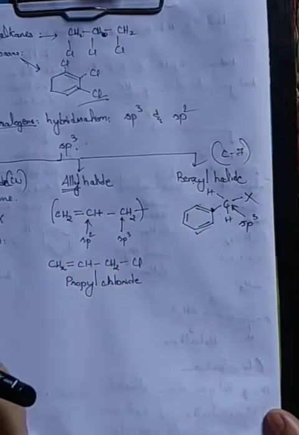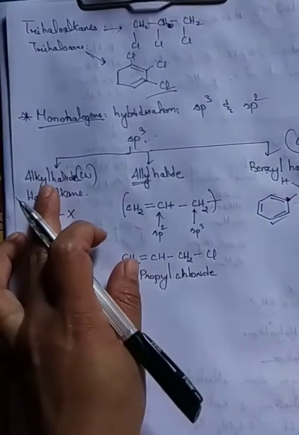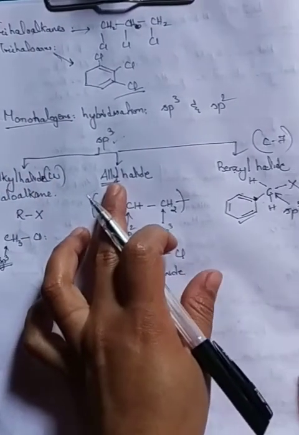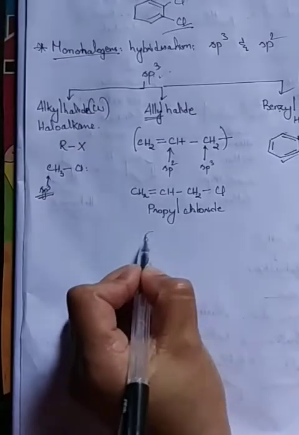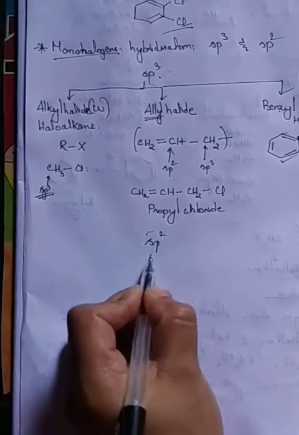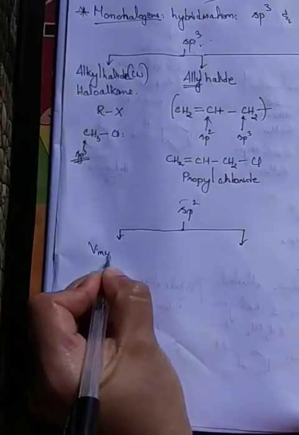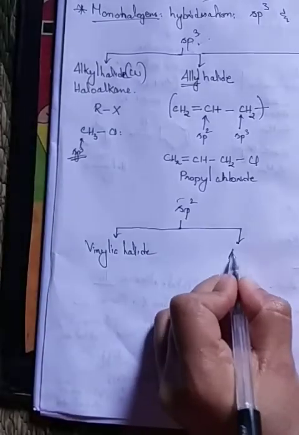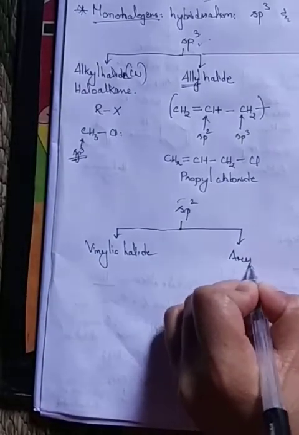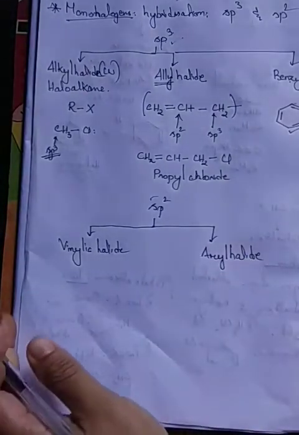Therefore, on the basis of sp3 hybridized carbon atom, we have 3 types. The first one is known as alkyl halide, the second is allyl halide, and the third one is our benzyl halide. Now let's move on to our sp2 hybridized. On the basis of sp2 hybridization, we have only 2 types. The first one is known as vinylic halide or vinyl halide, and the second one is known as aryl halide.